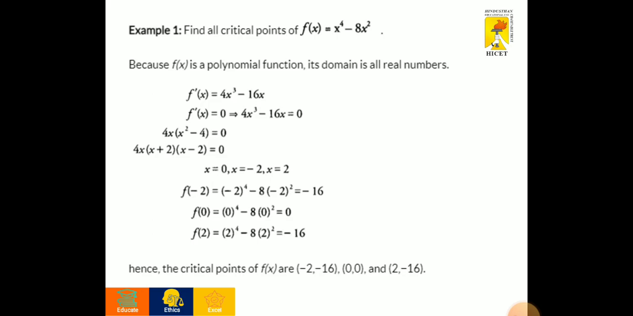So to find the critical point, we have to first find f dash of x and equate to 0, and find the values of x. Then put the values of x in the given function, and we will get the value of y. That is our critical points.